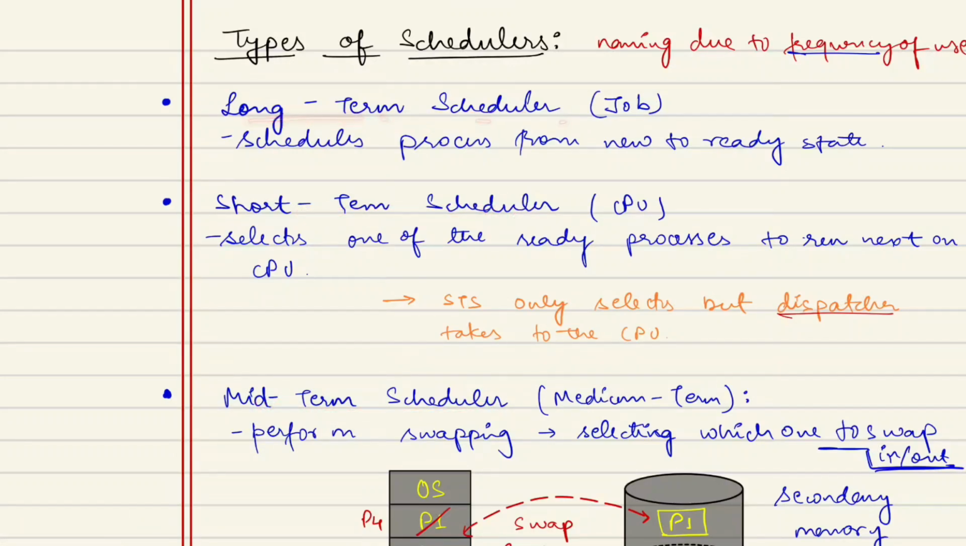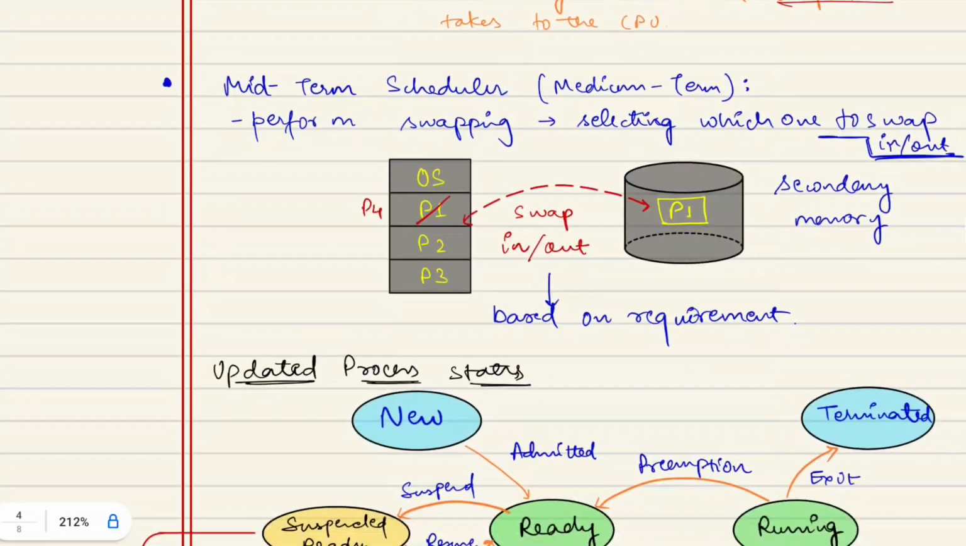What the long-term scheduler does is schedule processes from new to ready state, basically those which are going to be executed next. The short-term scheduler selects one of the ready processes to run next on the CPU. Suppose we have a list of processes P1, P2, P3. The short-term scheduler selects one of P1, P2 and P3 based on priority or any other parameters assigned to the processes. STS, the short-term scheduler, only selects, but the dispatcher takes it to the CPU. The dispatcher will take it to execute.